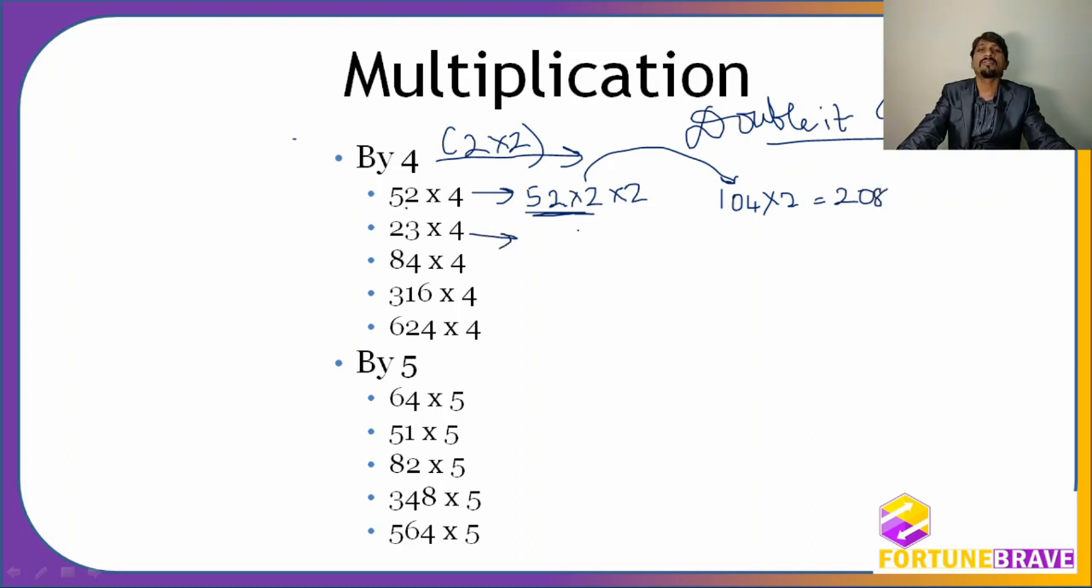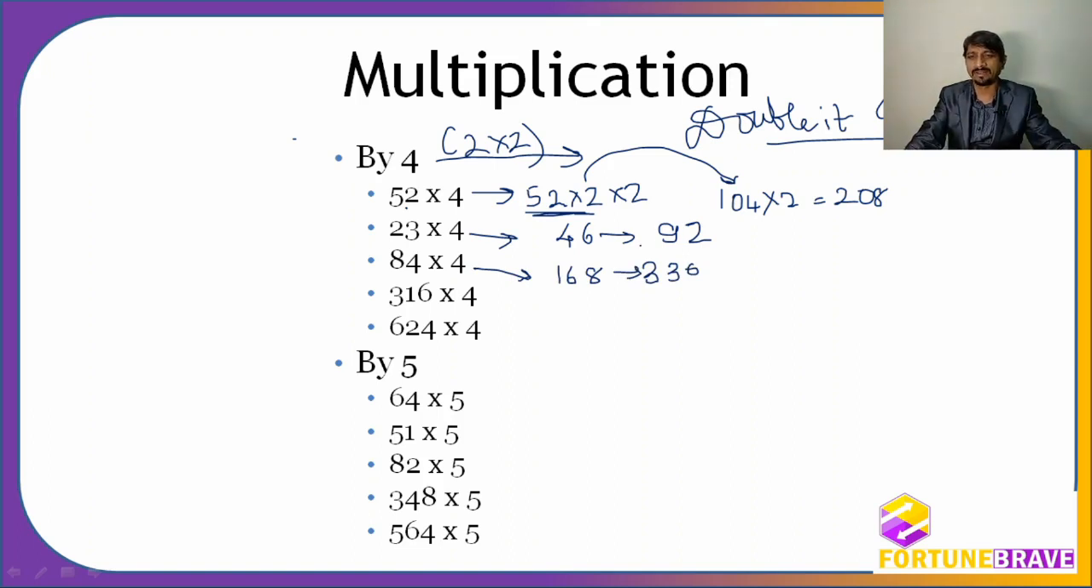Same way here, 23 double is 46. 46 double is how much? 92. Same here, 84 double is 168. 168 double is 336. Are you getting double?